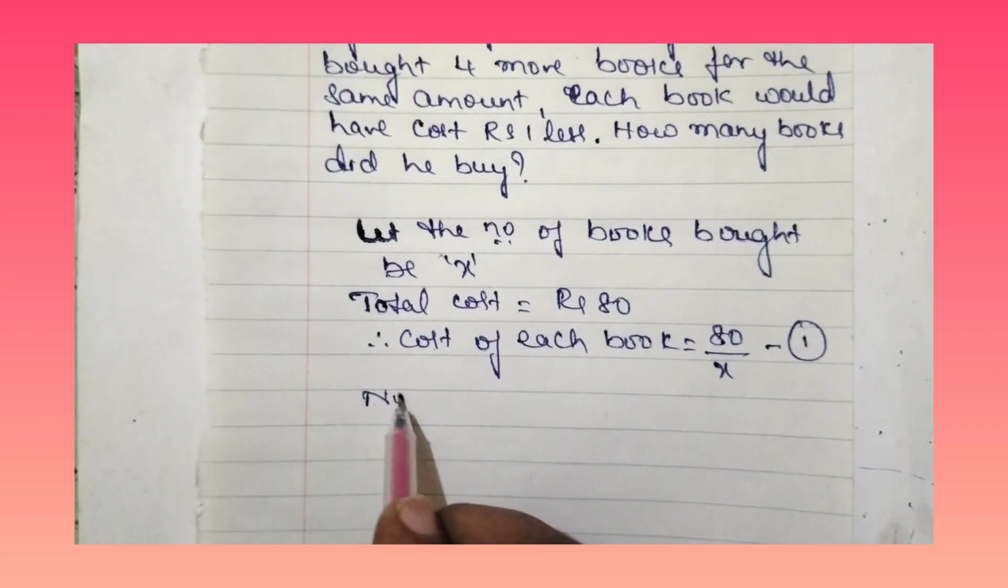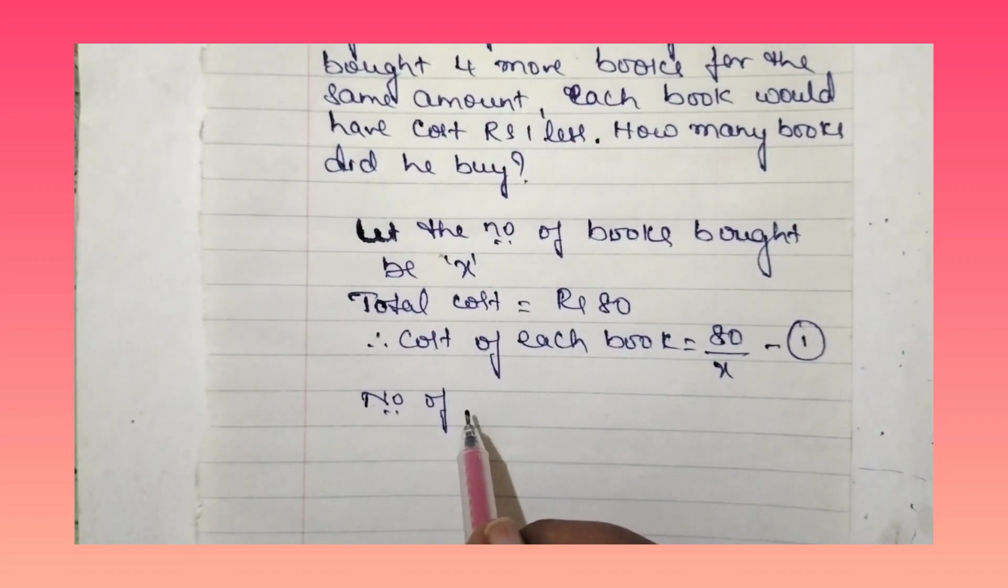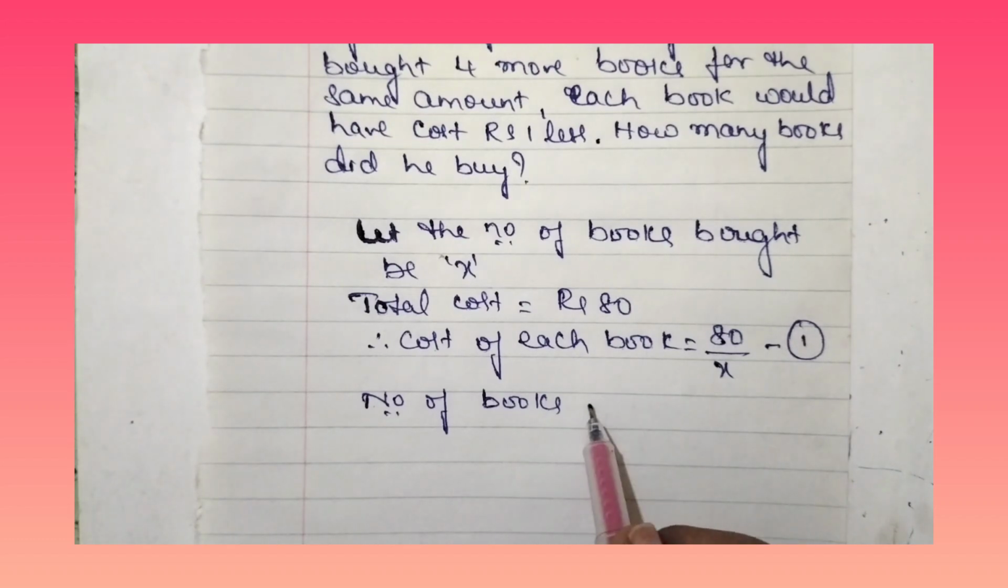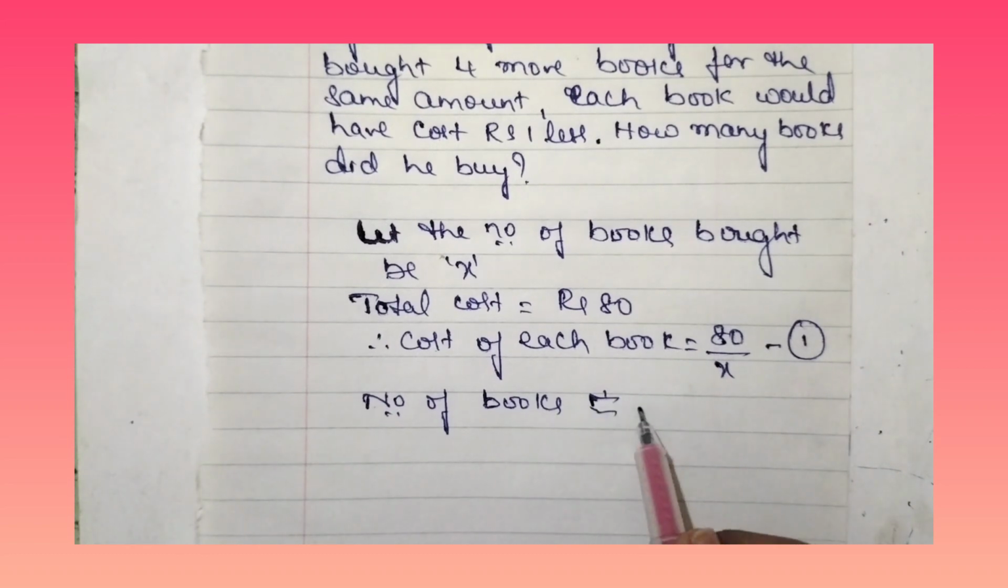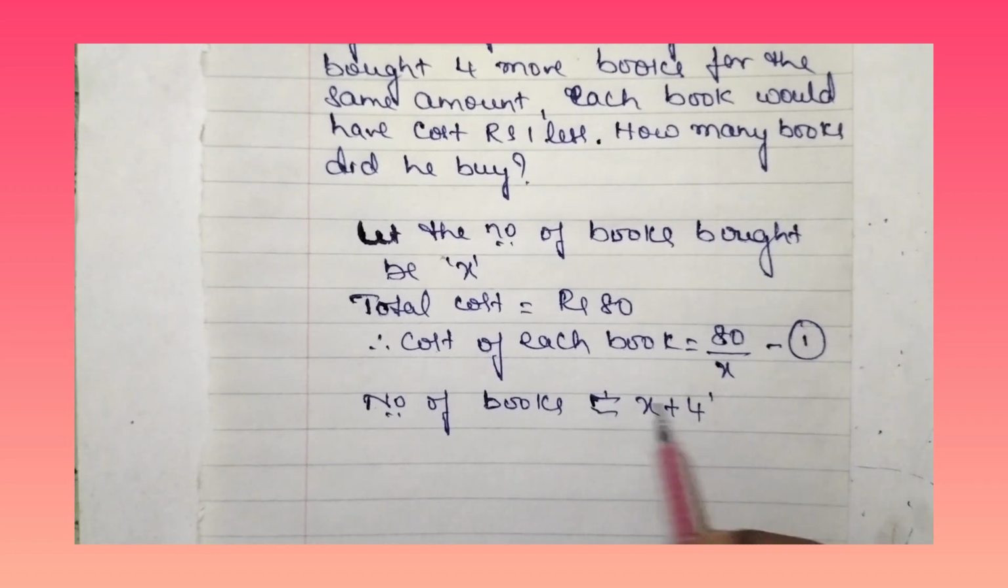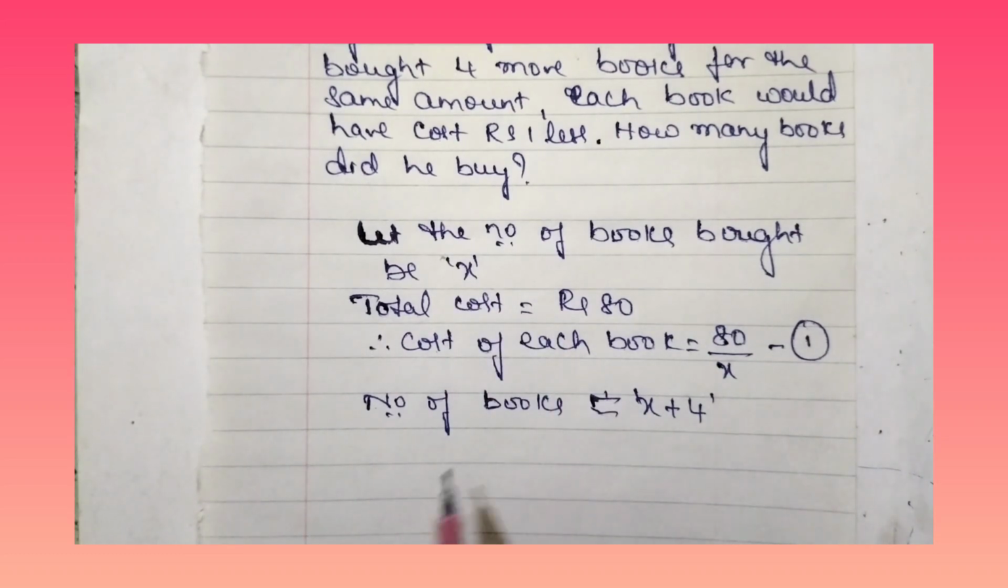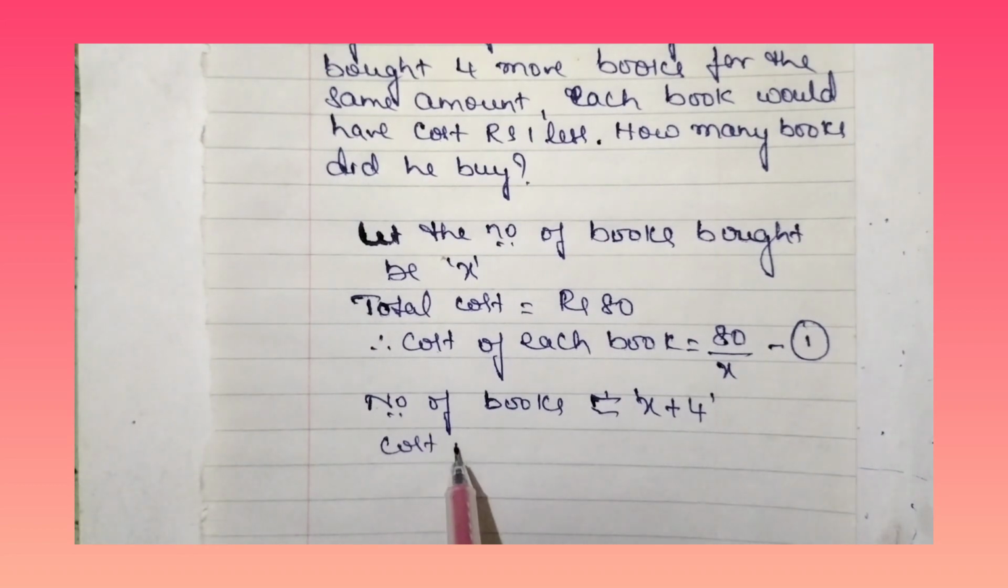Now what is the number of books? Instead of x number of books, if he had bought 4 more books for the same amount, he would have paid 1 rupee less. So number of books, that is if we had bought 4 more books, instead of x, is x plus 4. Then what is the cost of each book?